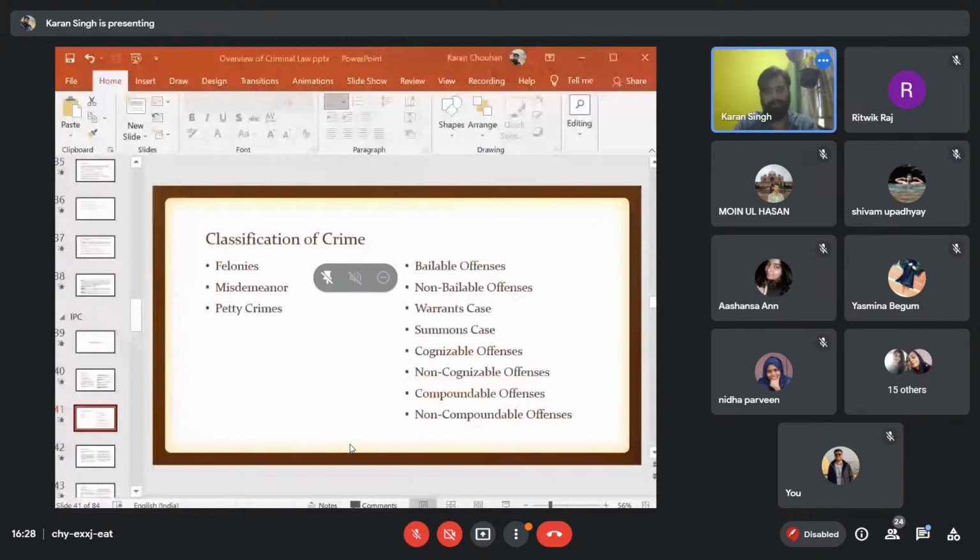You can find the list of those in the schedule of the CRPC. You don't need to look at that right now, but it is for your reference. The second classification would be warrant cases and summons cases.